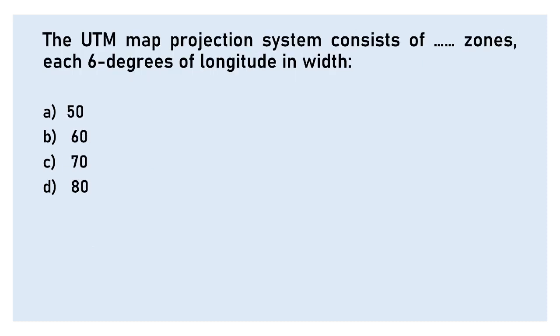I don't think we have discussed this, but still, this is an information kind of thing. The UTM map projection system consists of dashed zones, each degrees of longitude in width.